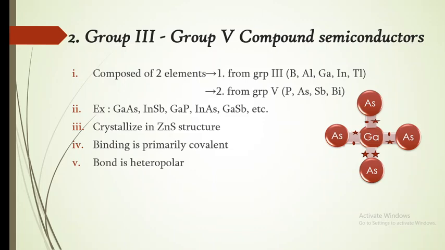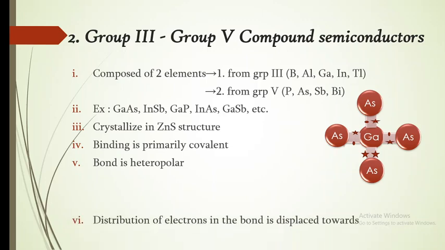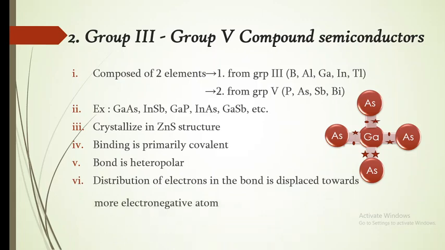Again, the bond is heteropolar. Why? Because of the nature of the bond itself. The distribution of electrons along the bond is not going to be symmetric, and it will be displaced towards one of the atoms which is more electronegative, and that's why there will be a net electric charge developed on the atom. That's why the bond is heteropolar in nature.